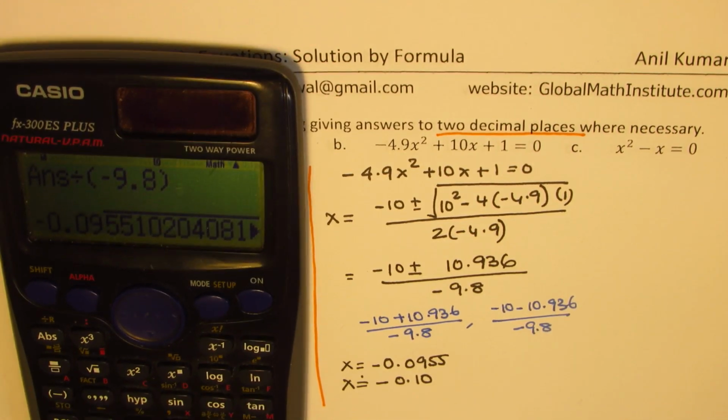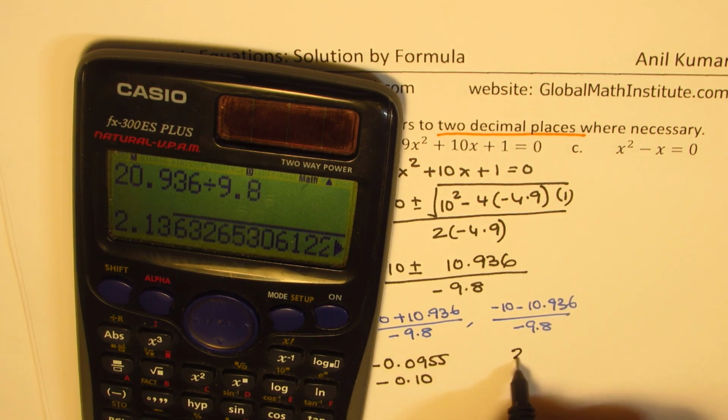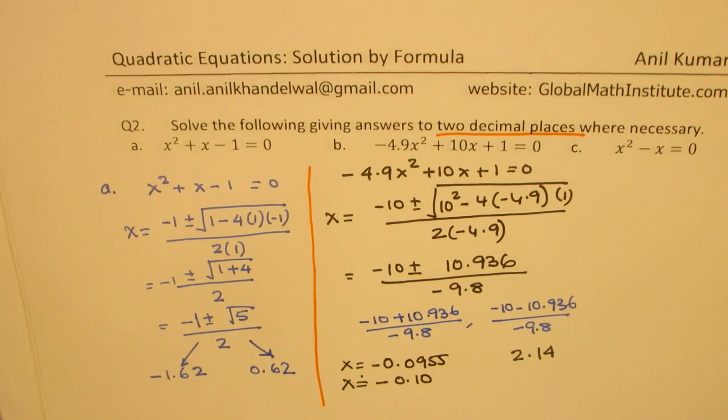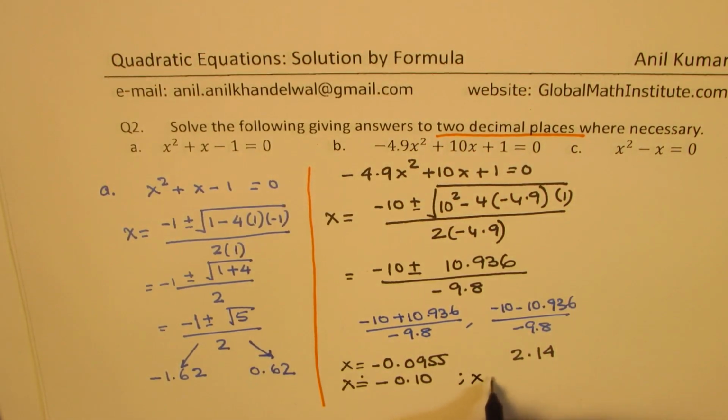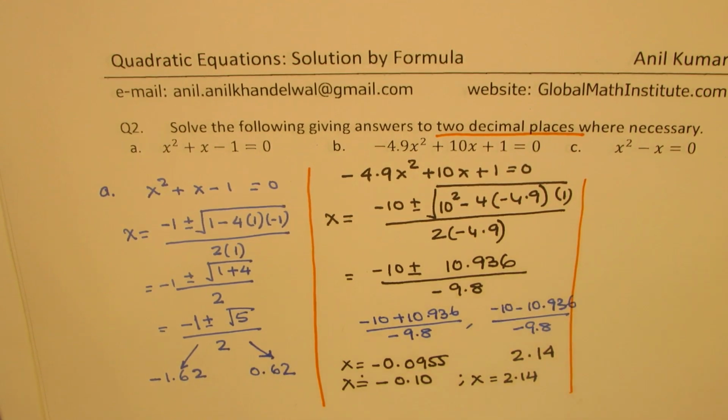Now the other one here will be positive since the negatives change. So we can divide 20.936 by 9.8. And that in decimals is equal to 2.14, right? So 2.136 has been rounded to 2.14. Is that clear? So the other answer here is x equals 2.14. So I hope this is absolutely clear, right?